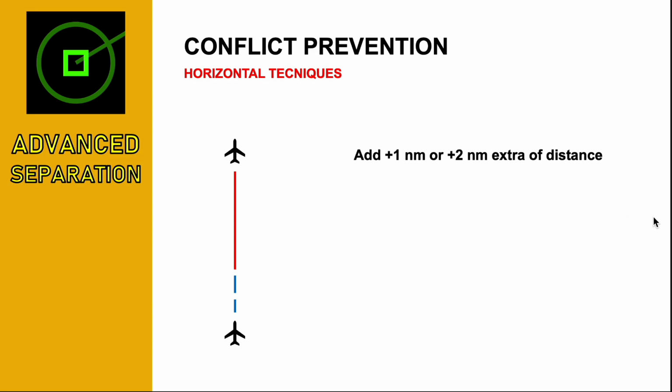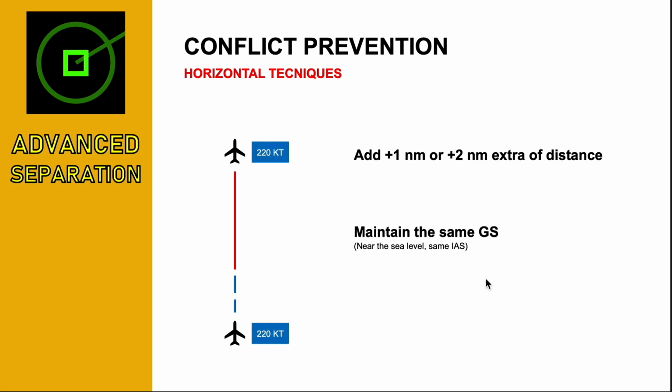In the case of wake turbulence, if the minimum distance is 5 nautical miles, you can apply 6 nautical miles, and in this case you can ensure that if there is a problem or the traffic doesn't follow the instruction, then you have 1 extra gap. And then always maintain the same ground speed. Remember, the same ground speed near sea level is the same indicated airspeed, but when there are different altitudes, you need to bear in mind the impact that the altitude has on the ground speed.